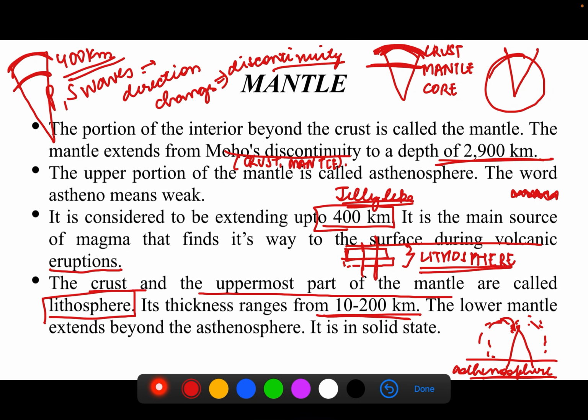The lower mantle extends beyond the asthenosphere and it is in a solid state. So what we have understood about mantle is that this portion is what is called asthenosphere, and this is in a jelly-like state. Beyond this, it is lower mantle and it is solid. So mantle has two types of state in it. We have understood what is crust, what is mantle, and what is asthenosphere. Asthenosphere is just the uppermost part of mantle, which is jelly-like in structure and is the main source of magma coming out through volcanoes. And we have understood what is lithosphere: it is the crust and the uppermost part of mantle.